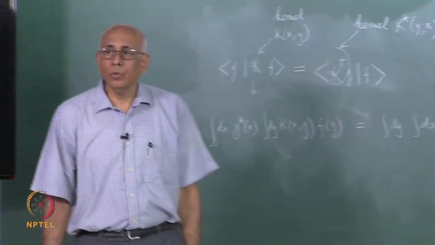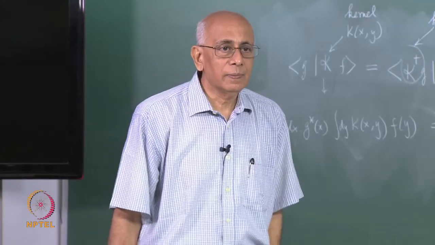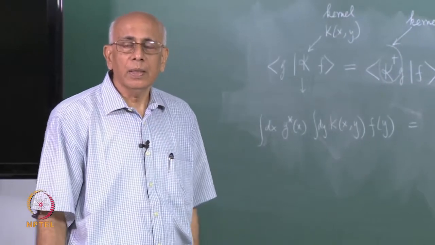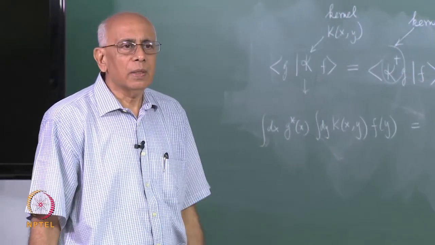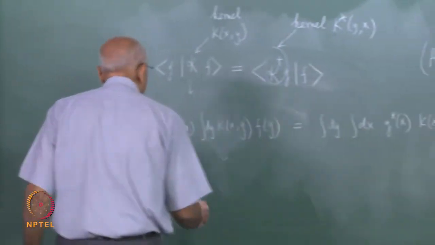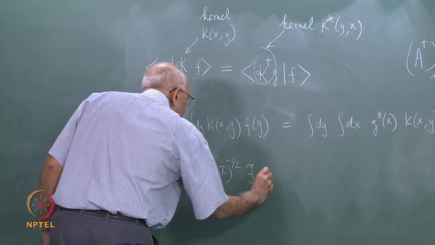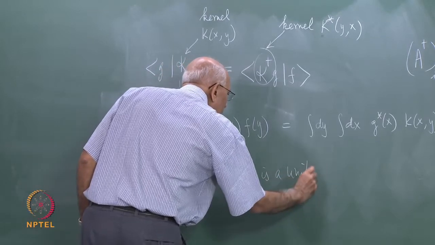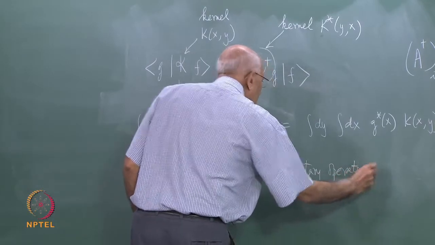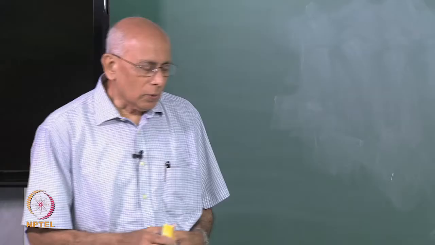So this is immediately a proof that the Fourier transform operation is in fact unitary. If you want to make sure there is a unit operator that appears, then define, instead of what we have here, 2 pi to the minus half times this Fourier transform operator. So this is a unitary operator.